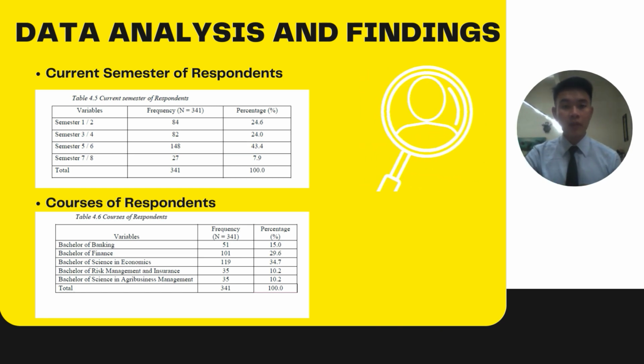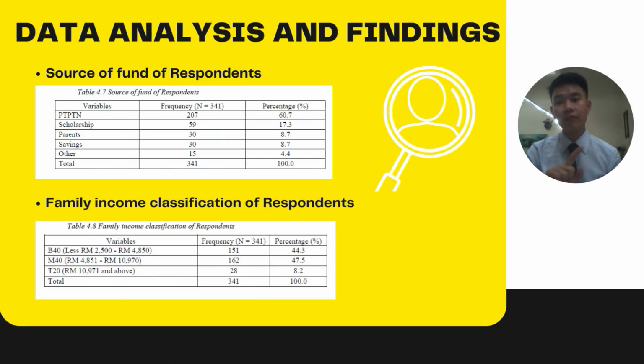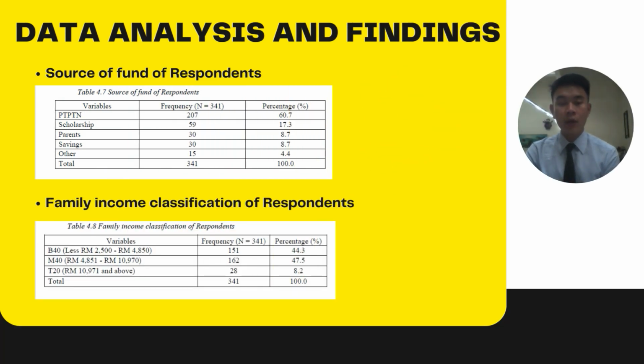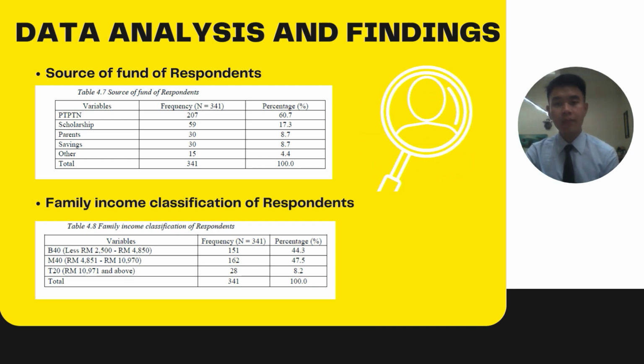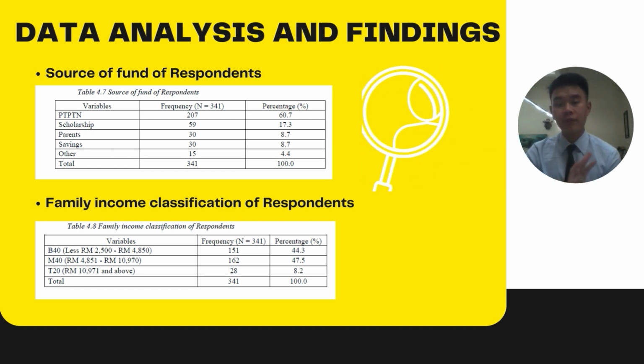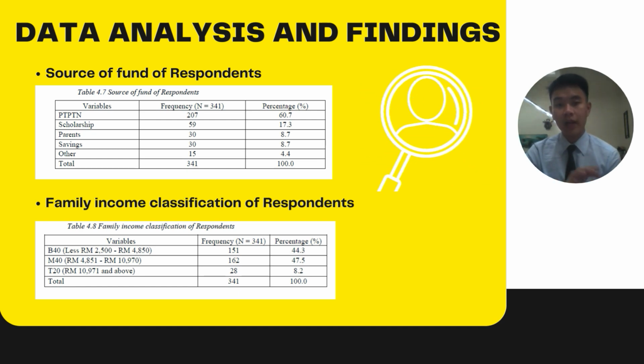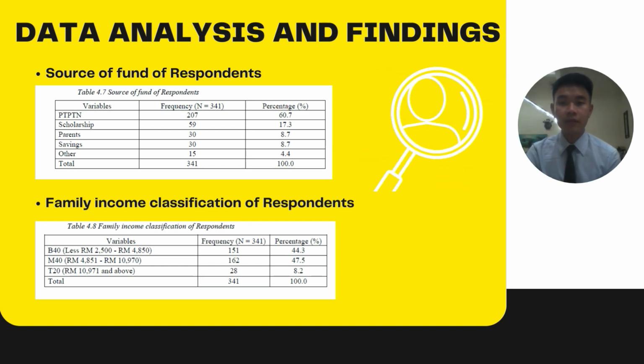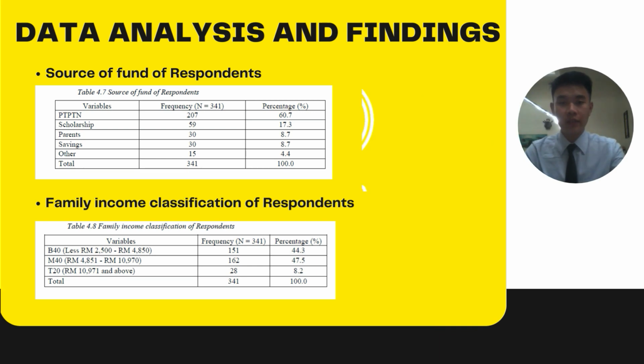For the class of respondents, most of the respondents are taking a Bachelor of Science in Economics, about 119 respondents, or 34.7%. Table 4.7 shows the source of funds of respondents. Almost 16.7% of respondents take PTPTN as their source of funds. On the other hand, we also look into the family income classifications of respondents. There are 162 respondents, or 47.5%, whose family income is classified as M40, which is 4,851 ringgit to 10,970 ringgit.